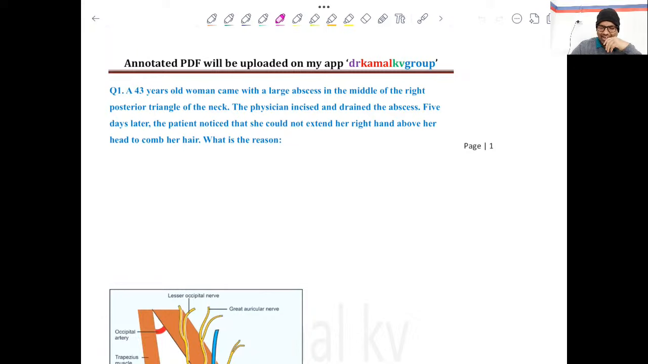So today we will take anatomy, and the very first question is like a lady came with a large abscess in the middle of the right posterior triangle of neck. Now the surgeon did incision and drainage for the abscess, but few days later the lady noticed that she could not extend her right arm above her head to comb her hair. Now, here, two things are very important.